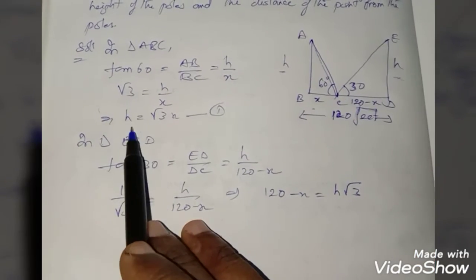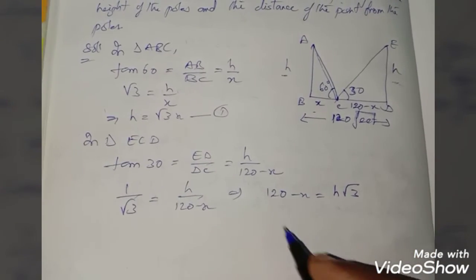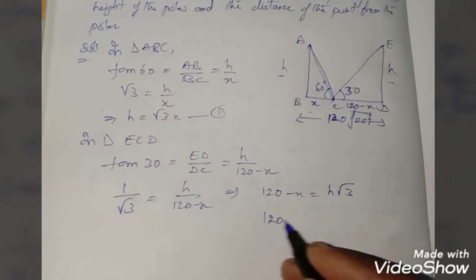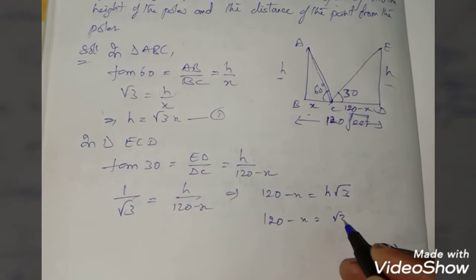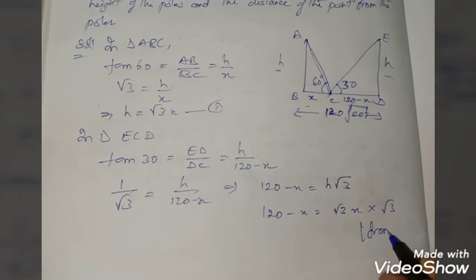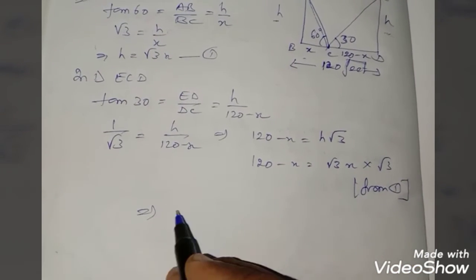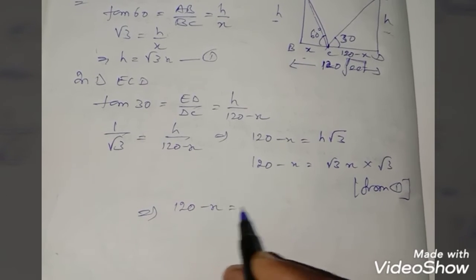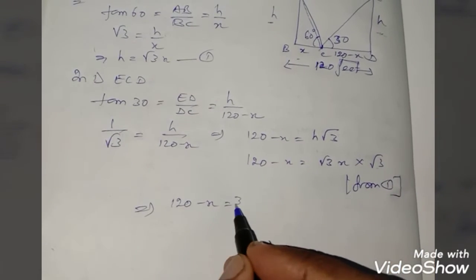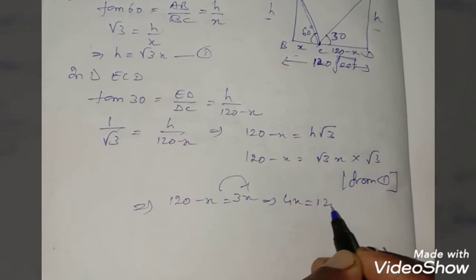Now already we know what is h. So in place of h, substitute root 3x, that is 120 minus x is equal to root 3x into root 3. This will come from the first equation, right? Now after that, you will get 120 minus x is equal to root 3 into root 3, which is 3x. Now sending this x here, you will get 4x is equal to 120.